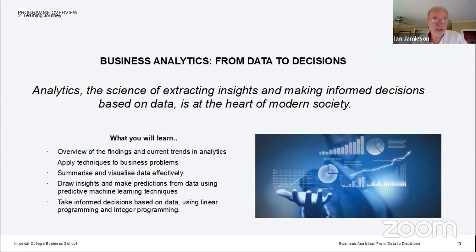So what you're going to learn in this course? There's going to be an overview of the findings and current trends in analytics. We're going to apply techniques to business problems. There'll be quite a few of those. Summarize and visualize data effectively. We're going to draw insights and make predictions from data using predictive machine learning techniques. We're going to take informed decisions based on data using linear programming and integer programming as well. So it's going to be 17 weeks, basically, of fairly intense learning.